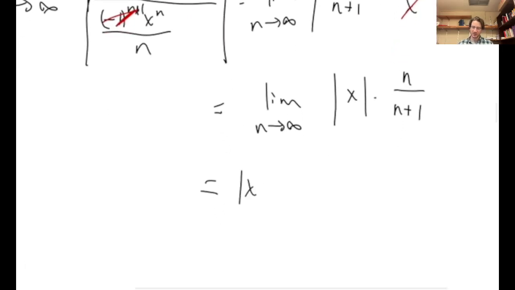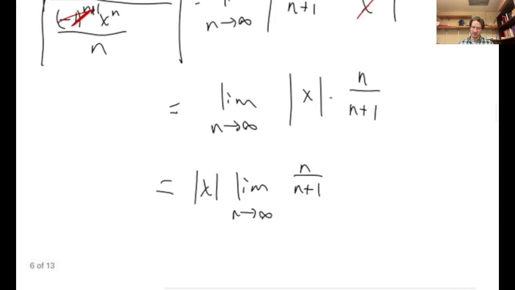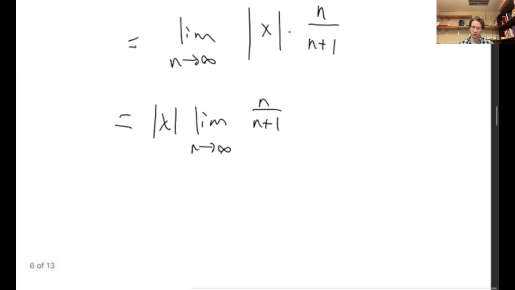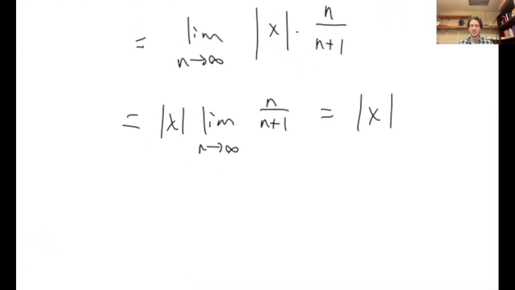I can pull that absolute value of x out and evaluate this limit. That limit is just 1, and so this gives me absolute value of x. And the ratio test says that, so we've taken the limit, the series converges absolutely when the limit that we take there is less than 1.